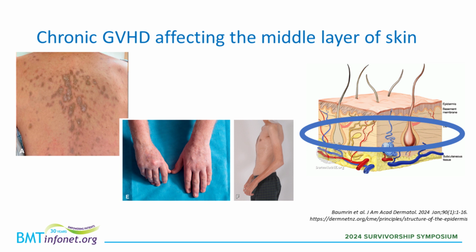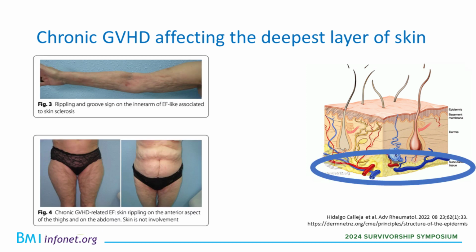Now, when chronic graft-versus-host disease affects the middle layer of the skin, the more dermal variants, this is going to look a little bit different on the skin. We can sometimes have skin that looks a bit more scar-like. We can have skin tightening, what we call sclerosis.